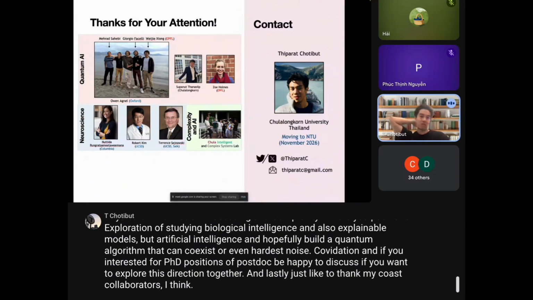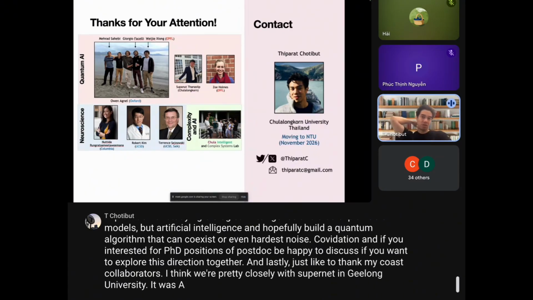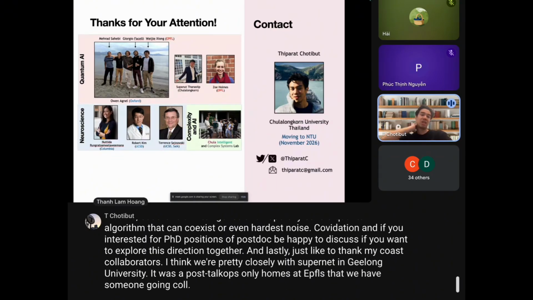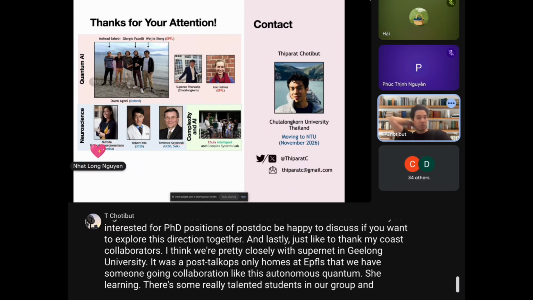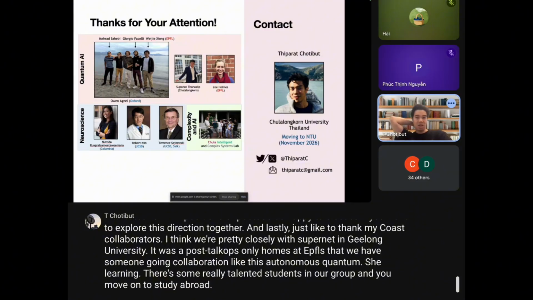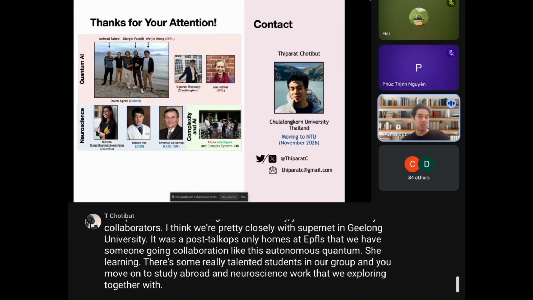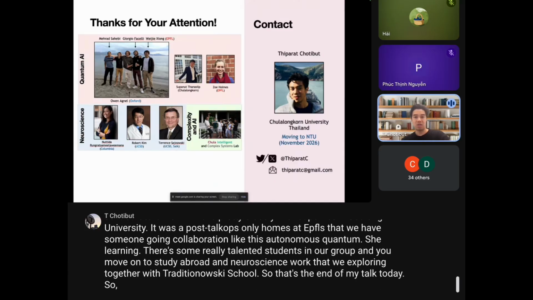I think we work very closely with Thiparat at Chulalongkorn University. He was a postdoc of Troy Holmes at EPFL, so we have some ongoing collaboration like this autonomous quantum machine learning. There are some really talented students in our group who will move on to study abroad, and neuroscience work that we are exploring together with others. So that's the end of my talk today. I'll take questions. Thanks for your attention.